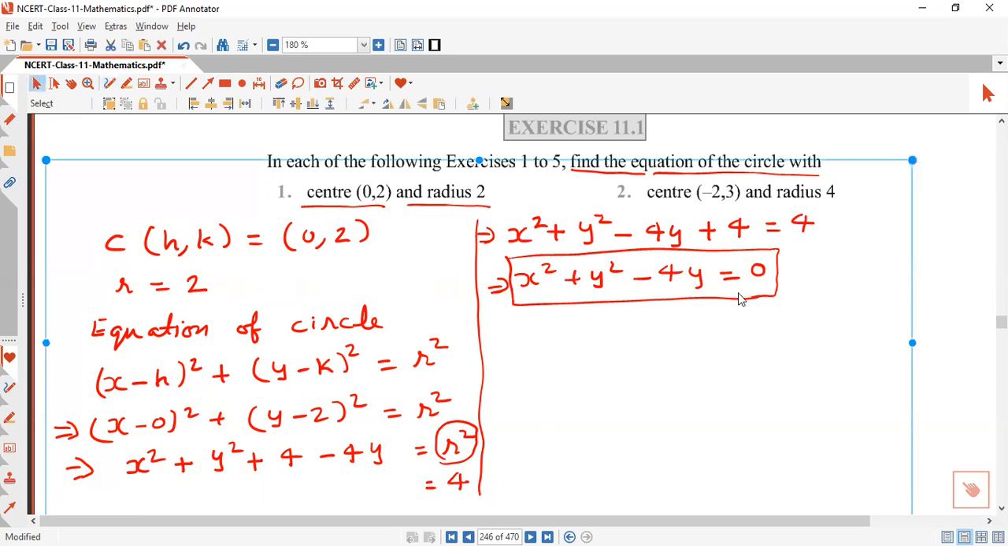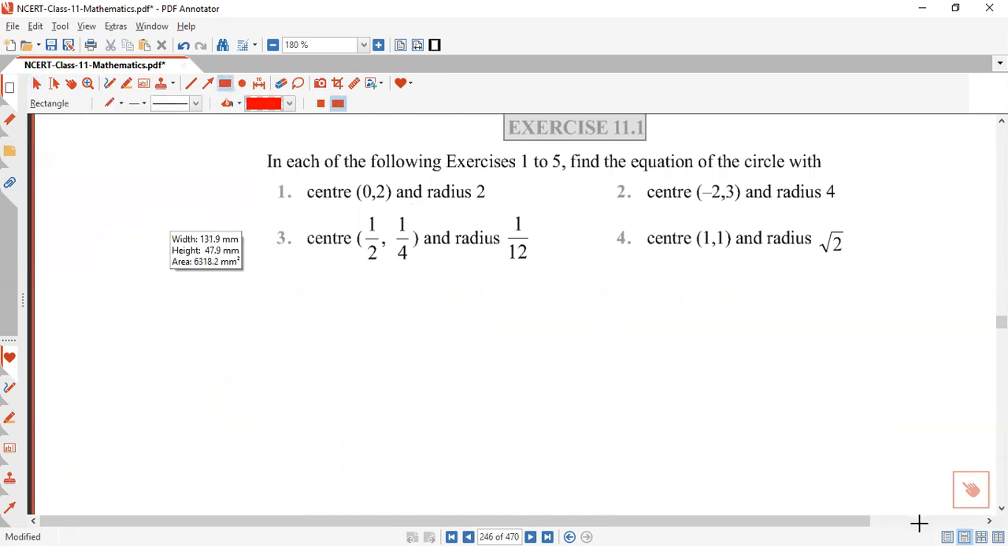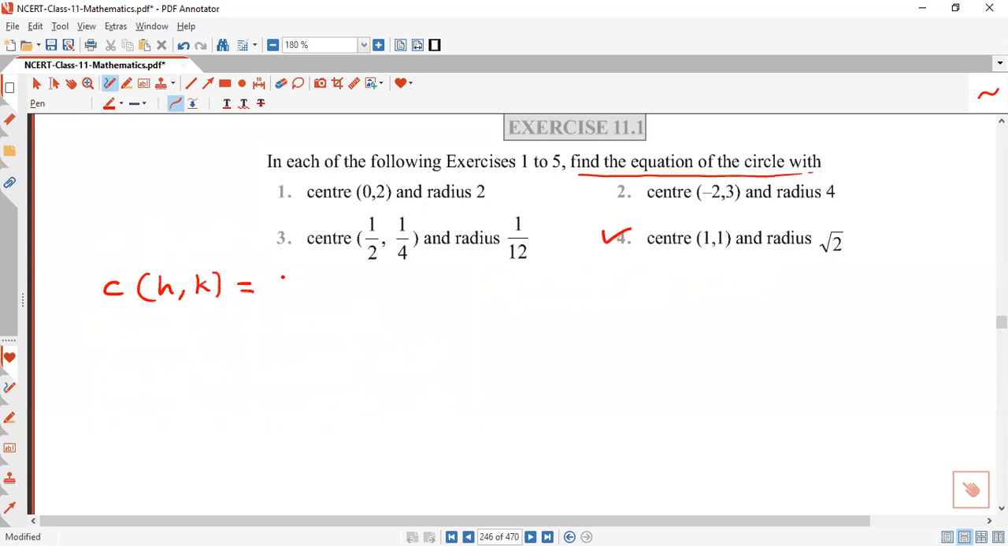Now we will do question number 4. Find the equation of the circle with center 1, 1 and radius root 2. Again, what is given to you? The center h comma k is given, and the value of h comma k is 1 comma 1. And the radius r is given, the value is root 2.